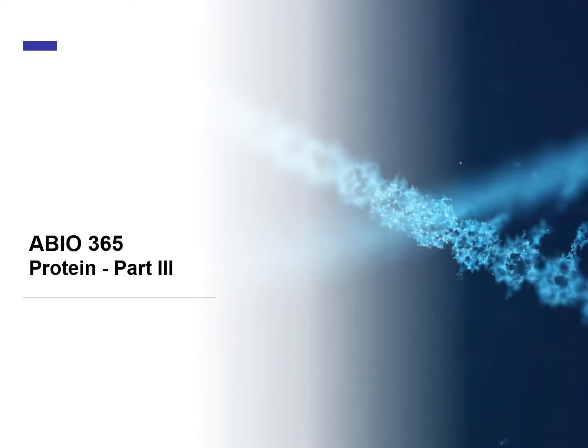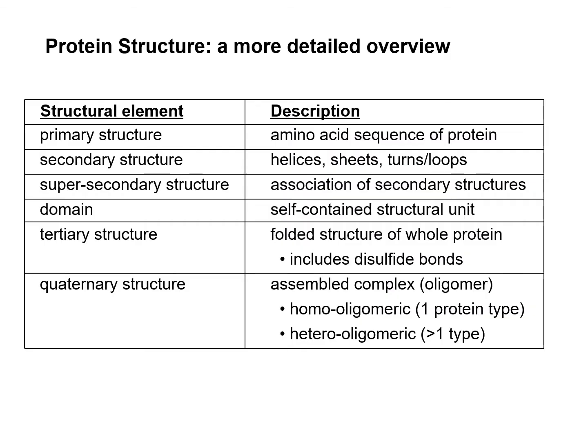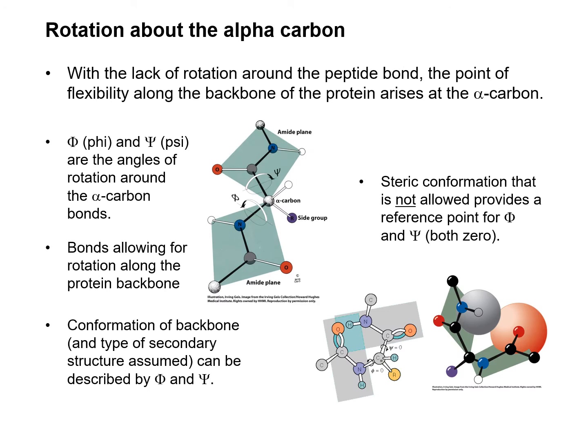And in protein part 3, we discussed mainly the protein structure, the rules governing the 3D structure of the protein, as well as the different types of interactions between the residues among such polypeptides. So again, these are the structural elements from primary to quaternary, and you should also know about the domain as well as the supersecondary structure. And we've discussed quite intensively the phi and psi angles within the polypeptide and their steric conformation that is either allowed or crashed.